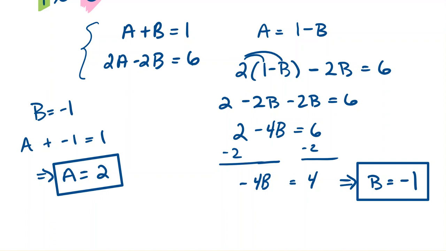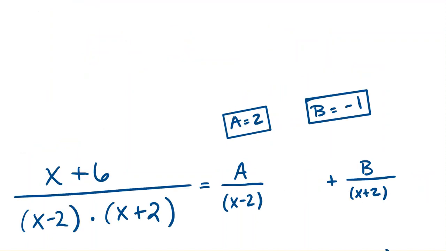Let's bring this back to the original problem. Looking back at the original problem, we now know that 2 divided by x minus 2 plus negative 1 divided by x plus 2 could simplify, when we add these fractions together by first seeking a least common denominator, to x plus 6 divided by x minus 2 times x plus 2. So that was our first example of partial fraction decomposition. We'll look over more examples in our next class period.